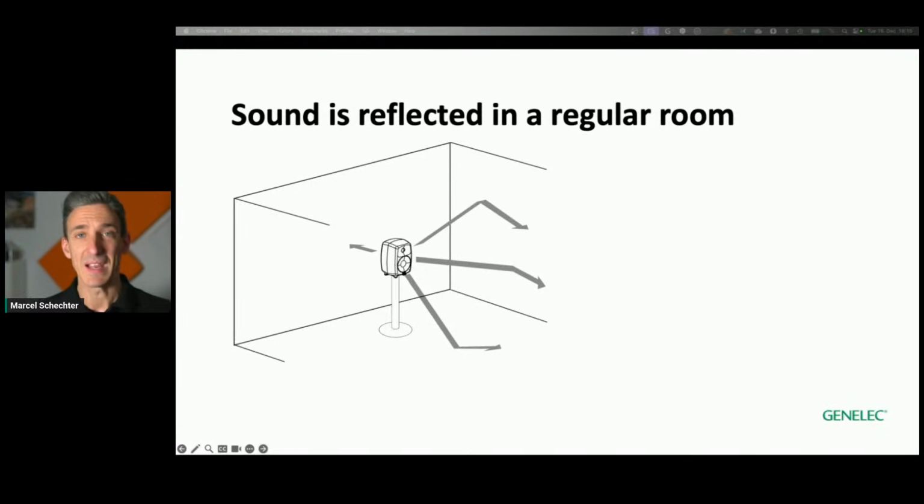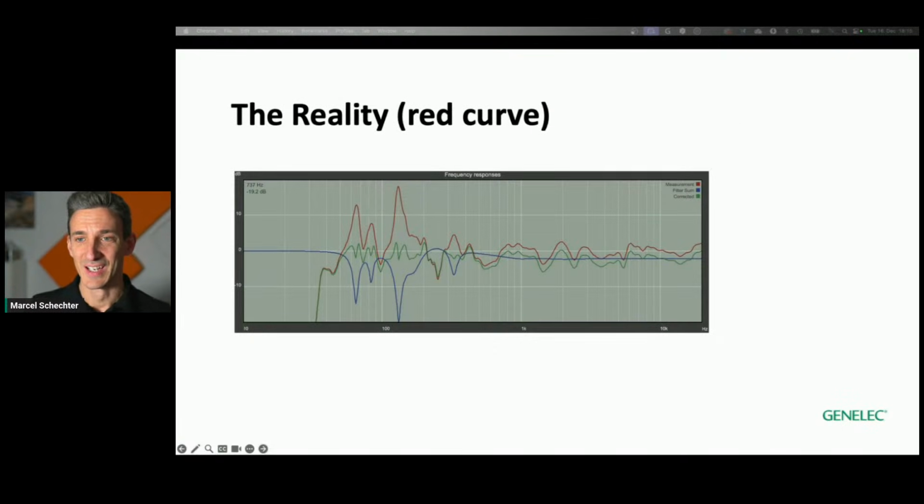For bass frequencies, it's different because the wavelengths are so long, then it's more like pressure differences. So you cannot really visualize that in this way. So the reality, for example, in my room, I'm standing here right now, is the red curve. This is a 41, which also looks almost as good as the 51 in the anechoic chamber, but look at this red curve. And this is only because of the acoustics of my room.